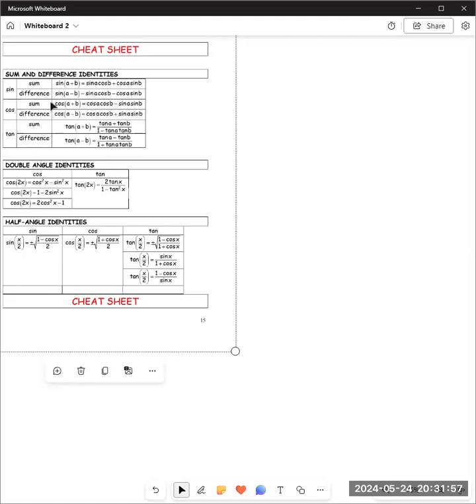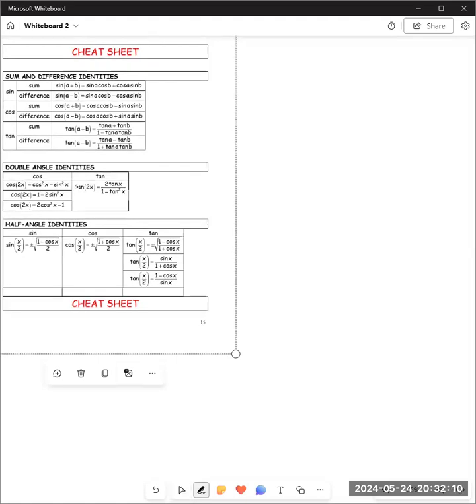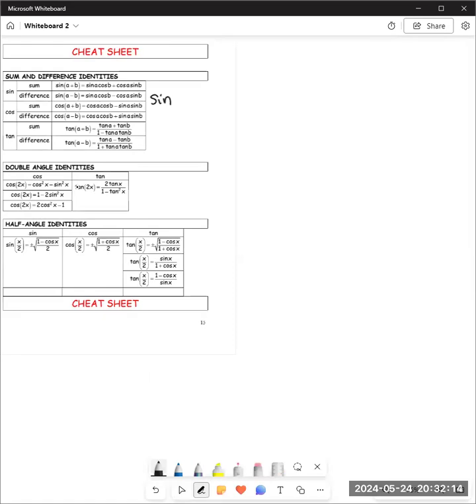I have most of the formulas up here for this. The only one that I don't have on here is that sine of 2x is equal to 2 sine x cosine x, because that's on the sheet of things that need to be memorized.